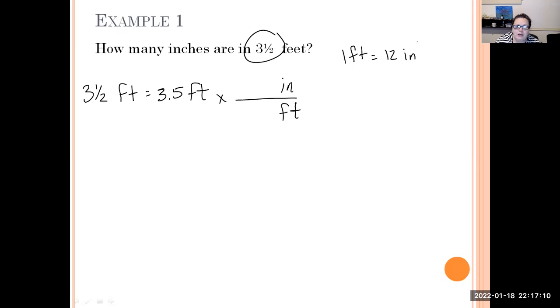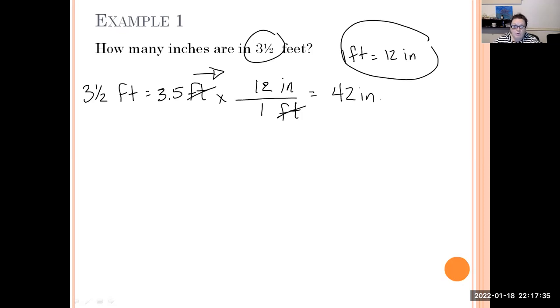Just plug and chug, take the numbers that we have right here, put in 12 and 1, multiply straight across, always. There's no cross multiplication in this class, don't even try it, okay? So whenever you multiply straight across, your feet are gone, and it's 3.5 times 12, and that's 42 inches. All right. So we're done. The next thing we have to do is to write it in a complete sentence. We've already taken care of the unit. Now we need to put it in a sentence.